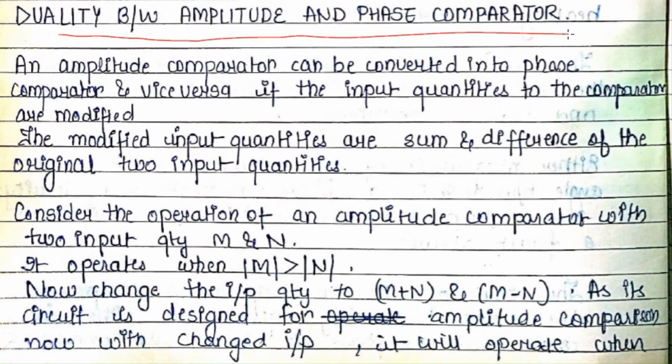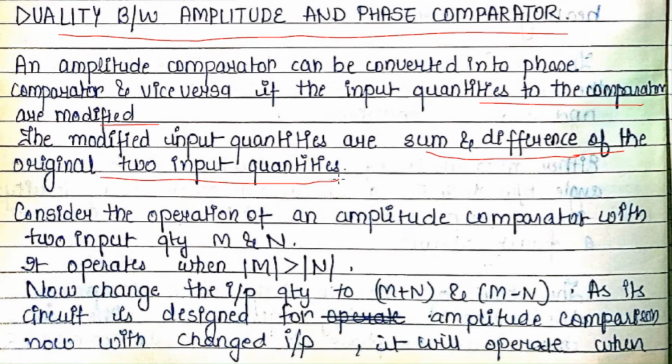Basically, it is how we can make the amplitude comparator operate as a phase comparator, and in the same way how we can make a phase comparator operate as an amplitude comparator. An amplitude comparator can be converted into a phase comparator and vice versa. The input quantities to the comparator must be modified so that we can make an amplitude comparator operate like a phase comparator. The modified input quantities are the sum and the difference of the original two input quantities.